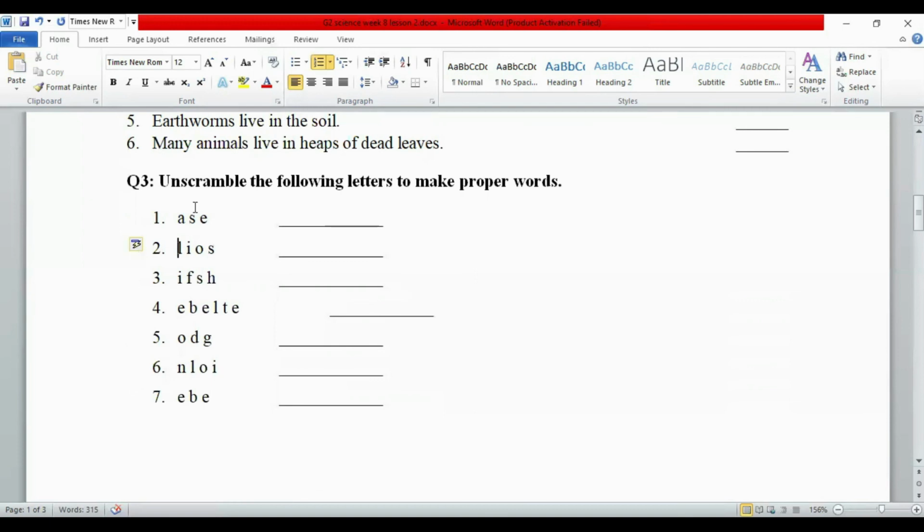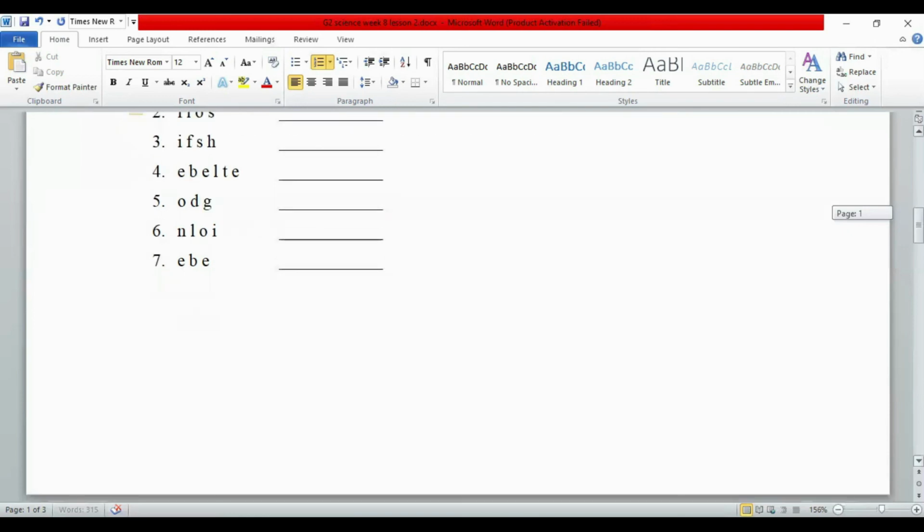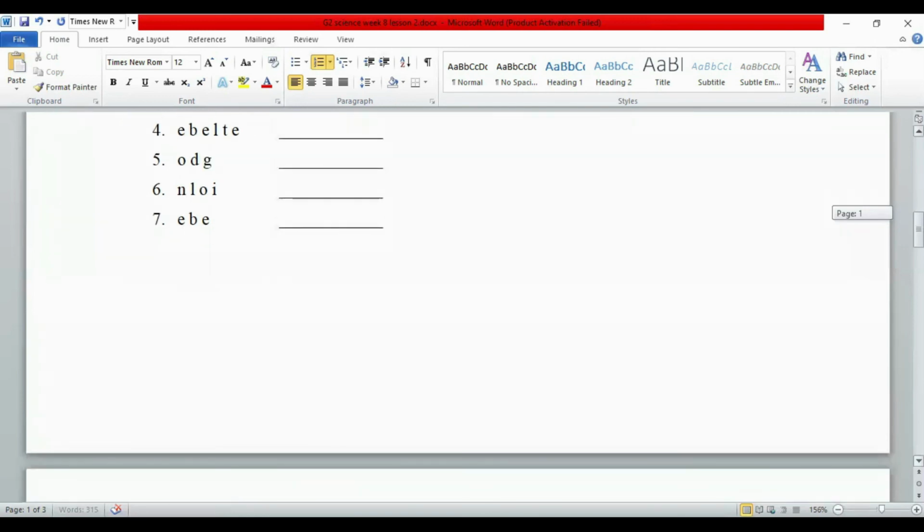Question number 3 is unscramble the following letters to make proper words. First word is ASE. Unscramble it. Number 2, LIOS. Number 3, IFSH. Number 4, EPELTE. Number 5, ODG. Number 6, NLOI. Number 7, EBE. We have already done many of the worksheets related to this topic, so I'm not going to explain the answers to you. You are going to figure those answers out by yourself.